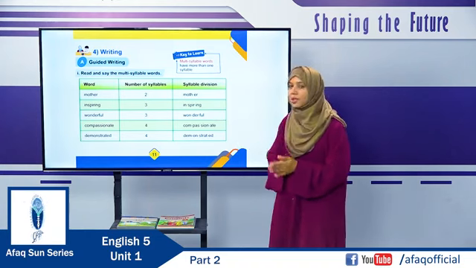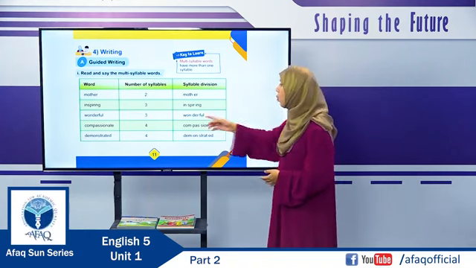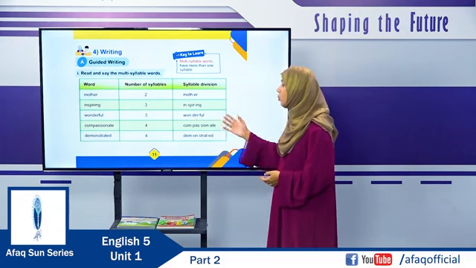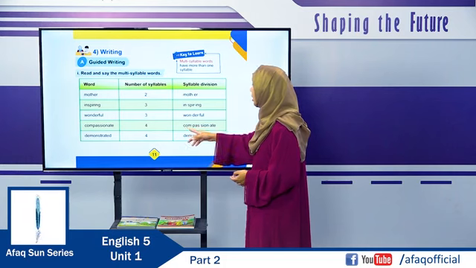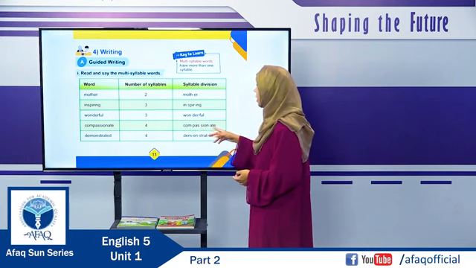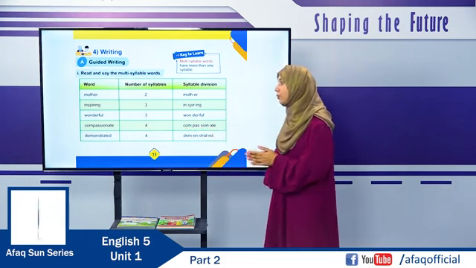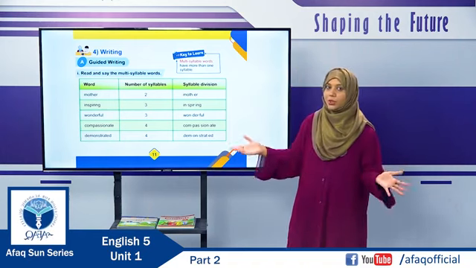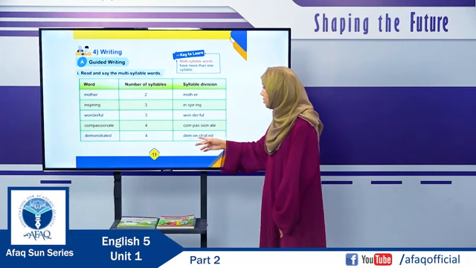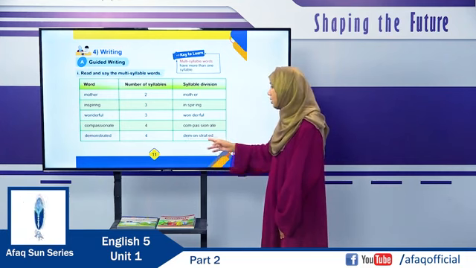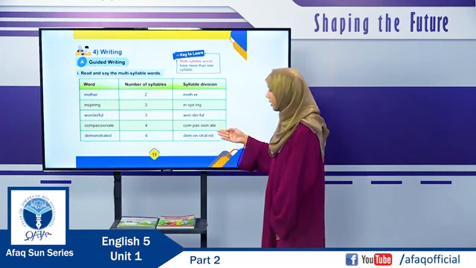Then we have a three-syllable word, that is wonderful, wonderful. And there is a four-syllable word, compassionate. Okay, so there are four syllables in this word, compassionate. And then we have demonstrated. So there are four syllables in this word as well.